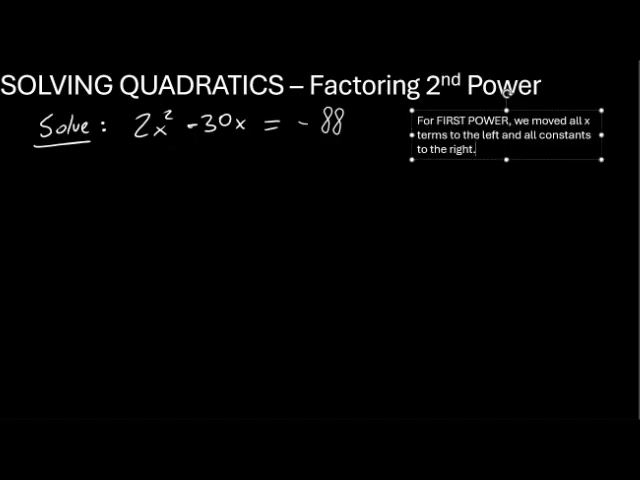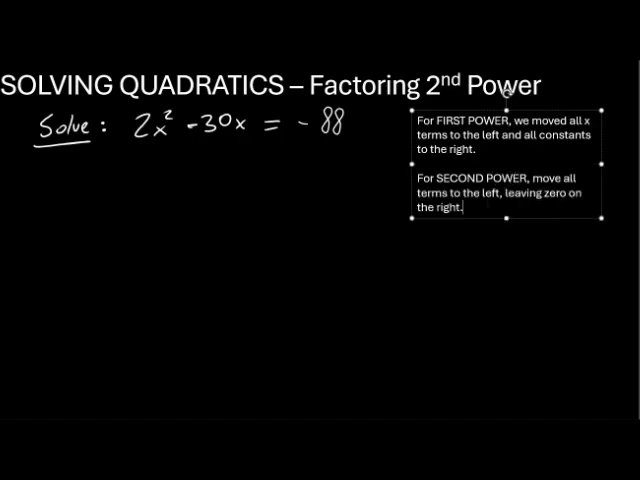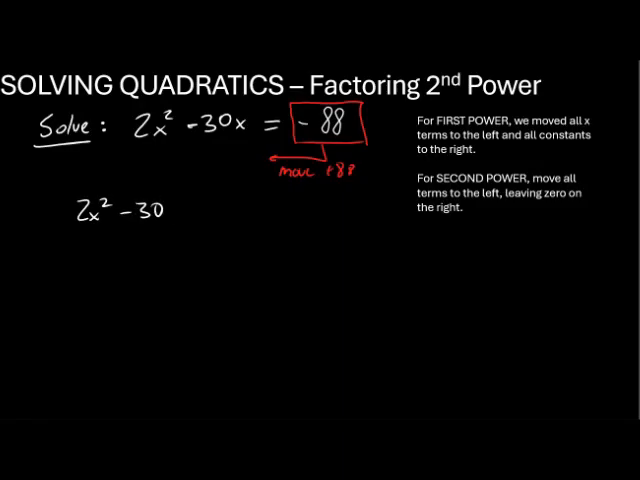However, for a second power equation, we'll be using a different technique where we just move every term to the left. When we do this, we'll end up with a 0 on the right. This means what we'll move this time is our negative 88. That negative 88, when we move it, will become positive 88. If we do this, our new equation will be 2x squared minus 30x plus 88. We'll say equals 0 because there's nothing on the right anymore.